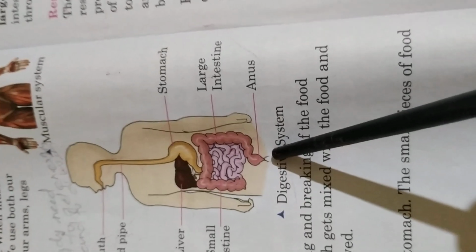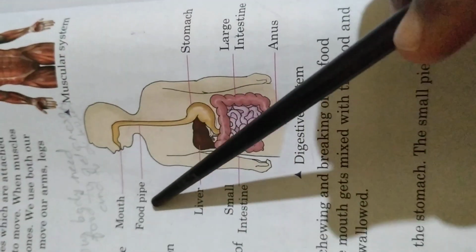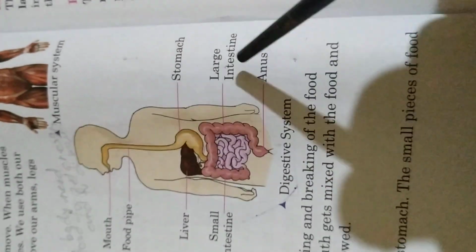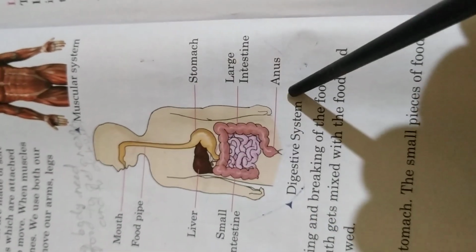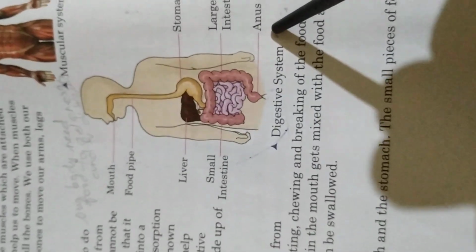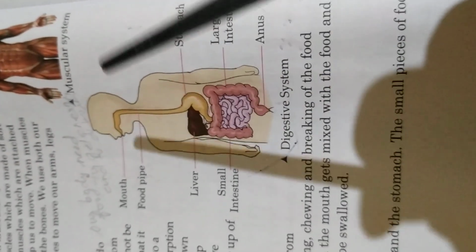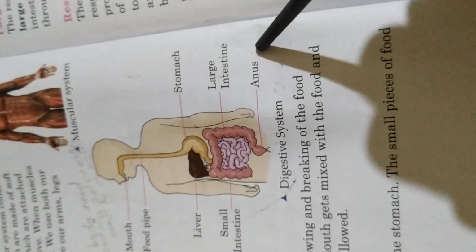So whatever waste materials we have, that comes out through the anus. That is the undigested food. This is the process of digestion. What is the process of digestion? In the process of digestion, the food is changed into a simpler form, and then it gets absorbed by our body. This process is very important, very important.